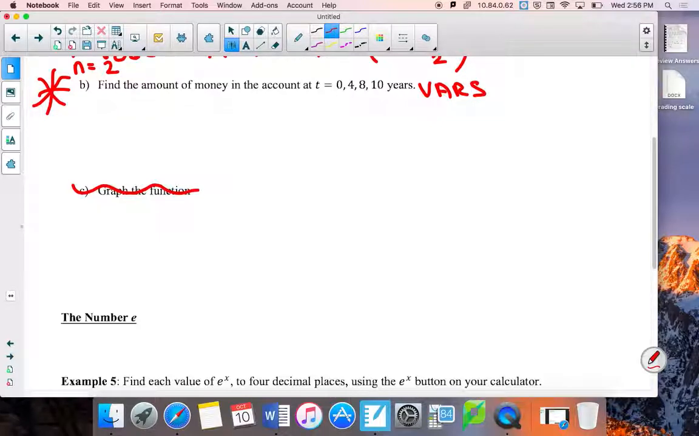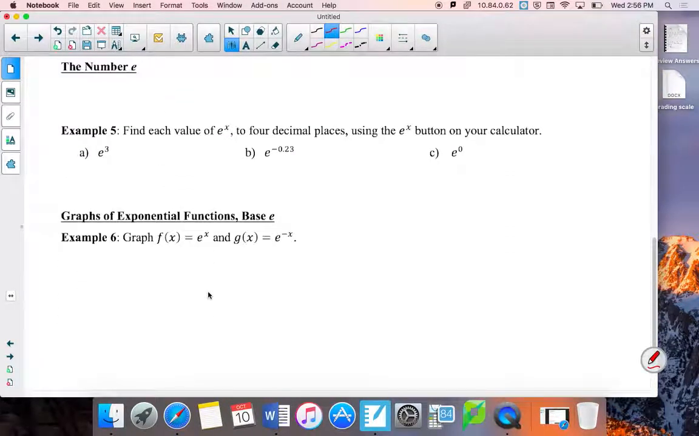Okay. Let's talk about the number E. So the number E, similar to pi, not in the sense of how it's found, it's not similar, but in the sense that it's like a variable, but it represents a number. So we all know pi is 3.14. Well, E is approximately 2.7. So that's what I mean in the sense that it's similar.